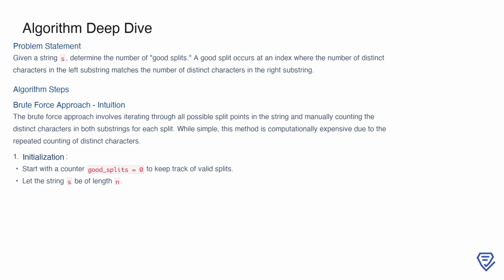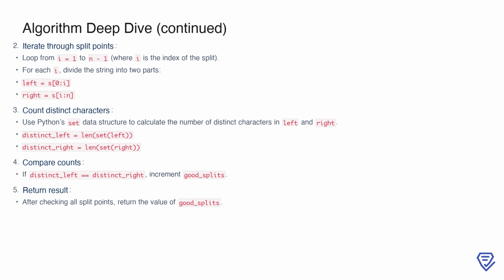The string S has a length n, and we will explore all potential split points between the indices 1 and n-1. To implement the brute force approach, we loop through all potential split points in the string. For each index i from 1 to n-1, we divide the string into two parts, the left substring, which spans from the start of the string to index i-1, and the right substring, which spans from index i to the end of the string.